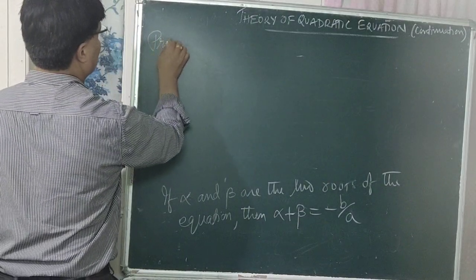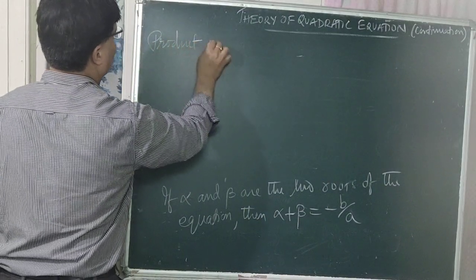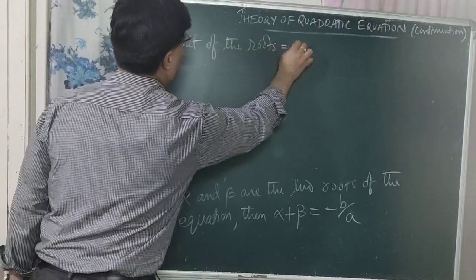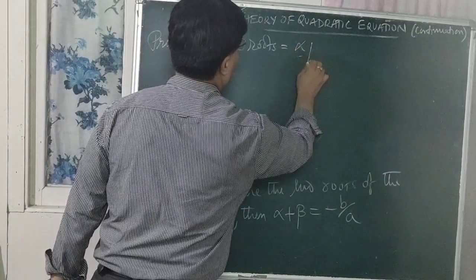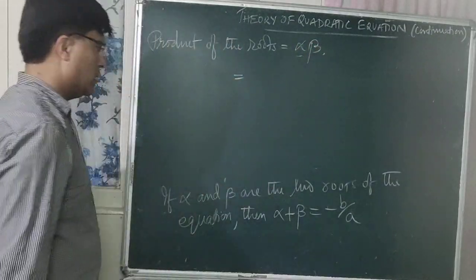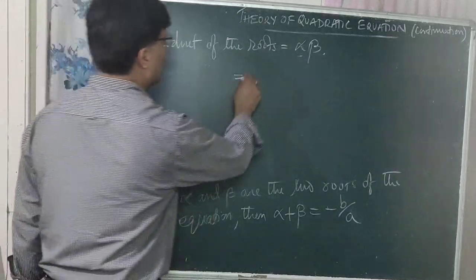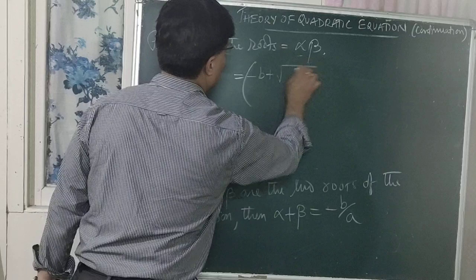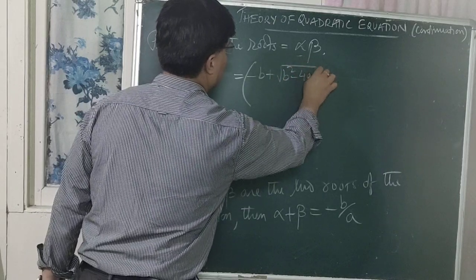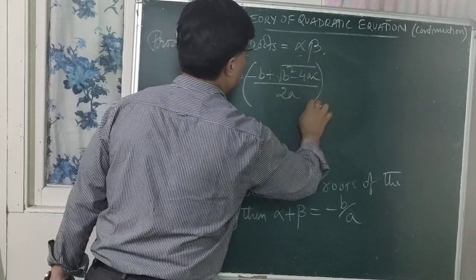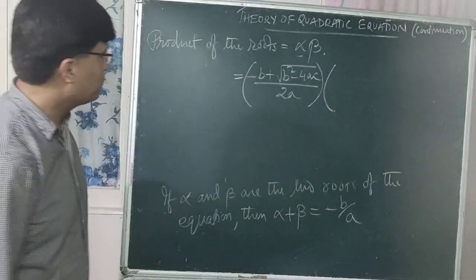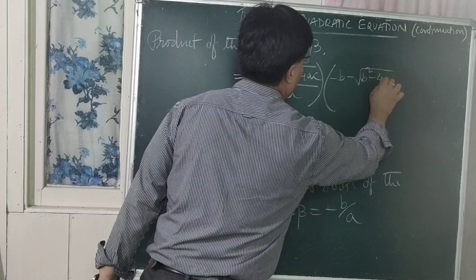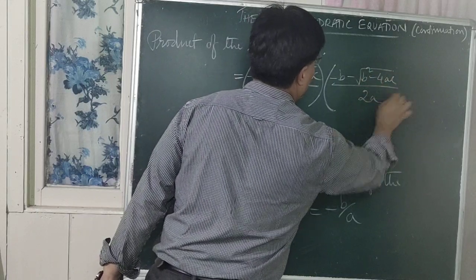So product of the roots. Now let us find out product of the roots. So it is alpha beta. Now what is alpha here? Put the value for alpha. Alpha was assumed as minus b plus root over b square minus 4ac whole divided by twice a. And what is beta? It is minus b minus root over b square minus 4ac whole divided by twice a.